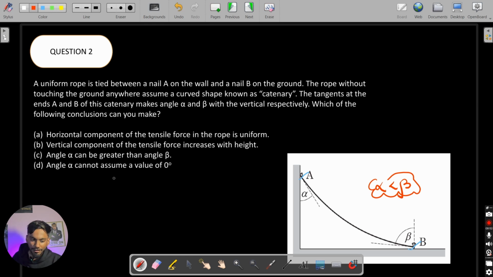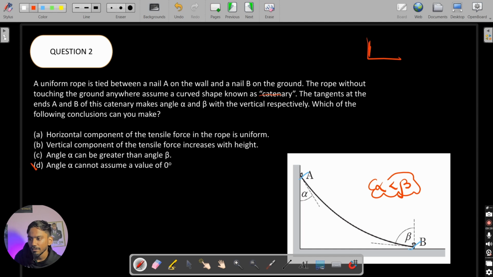See, when I have dealt with this particular question previously in some batches of some institutes, students were confused at this option. Of course, you will also get confused if you think, well, can't I keep this right like this, and then I can say alpha is equal to 0 and beta is 90. It's possible. But we are talking about catenary. If you keep this like this, the idea of catenary itself spoils, right? So of course angle alpha cannot assume a value of 0 degrees.